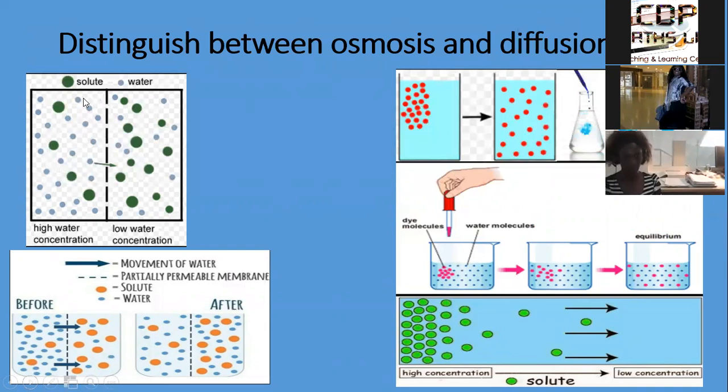Can somebody tell me what this green circle represents? What does the green cell represent? Look at the diagram, use your naked eyes and tell me. What does the blue circle represent? Water. Good.